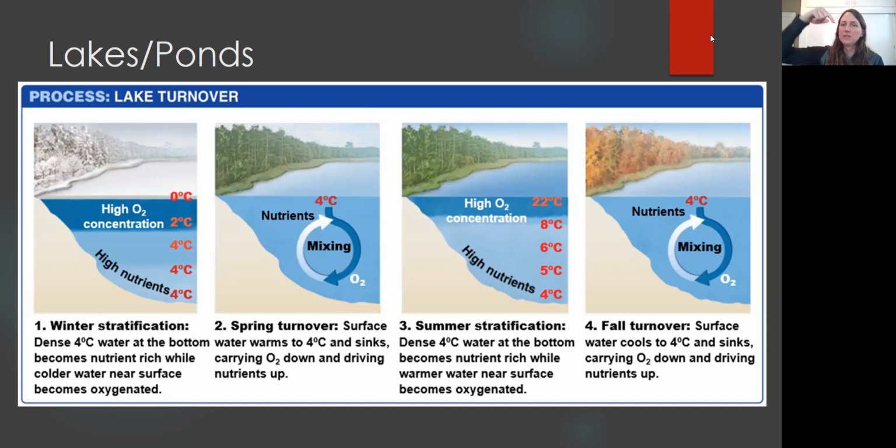You have warm water at the surface and what's called a thermocline, which is the change in temperature as you move down. And you still get about 4 degrees C at the bottom and higher nutrients. And so the dense water at the bottom becomes nutrient rich. The water near the surface becomes oxygenated. And then in the fall, as that thermocline breaks down and the water cools down, it mixes once again in fall turnover. So these would be called dimictic lakes, mixing twice a year.